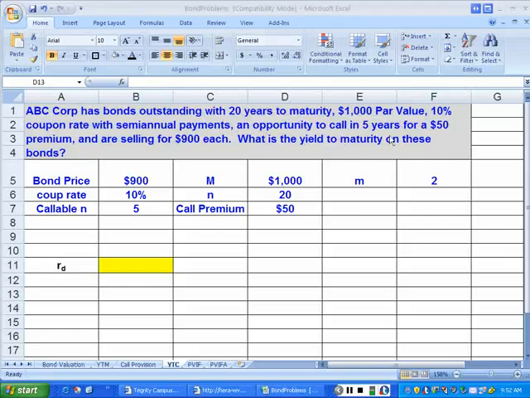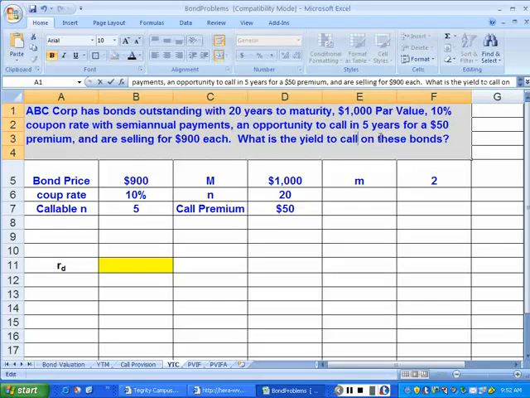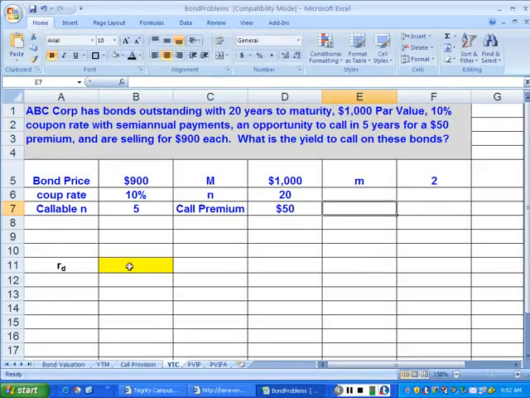They have an opportunity to call in 5 years for a $50 premium, and those bonds are currently selling for $900 each. So what is the market telling us is the cost of debt in this situation, or the yield to maturity on these? What we're really interested in would be what we refer to as the yield to call. So when you look at the yield to call in here, as with any yield problem, we are looking for the rate function.